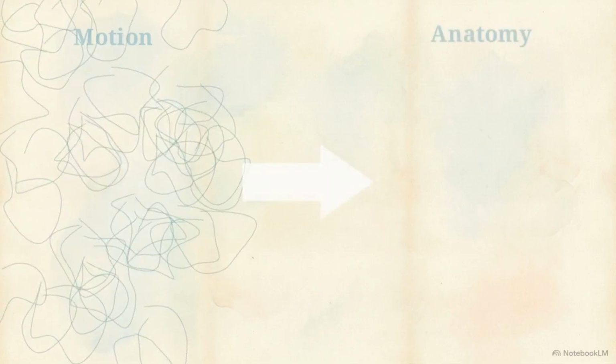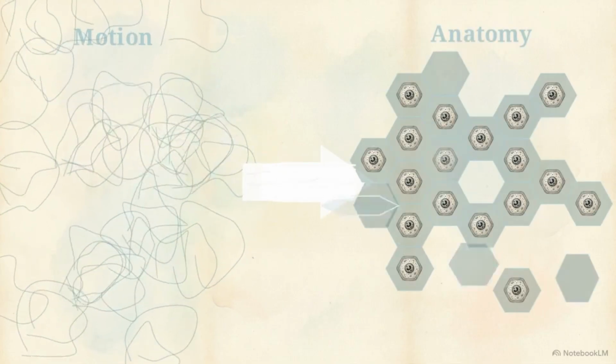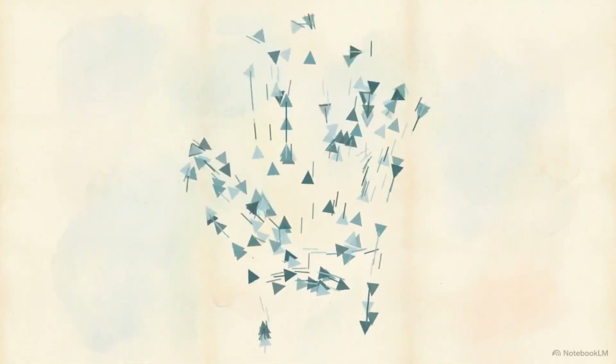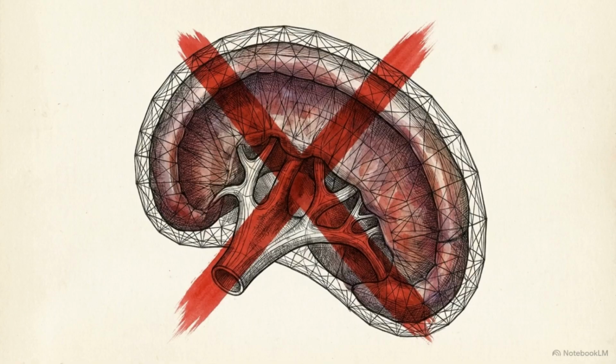In motion theory, the definition is sharper. Morphogenesis is motion becoming anatomy. To understand how we are built, we have to look past the final shape and find the invisible storm of motion that created it. It is common to think of DNA as a blueprint, but DNA does not contain a three-dimensional drawing of a spleen.